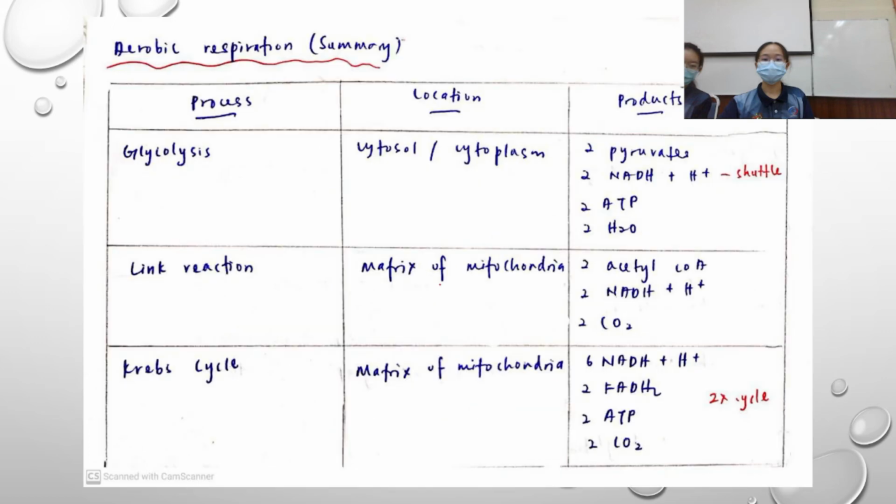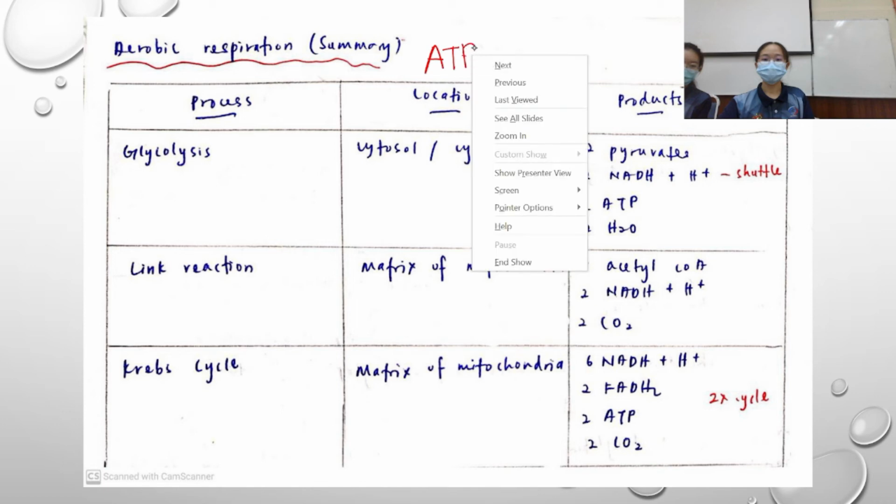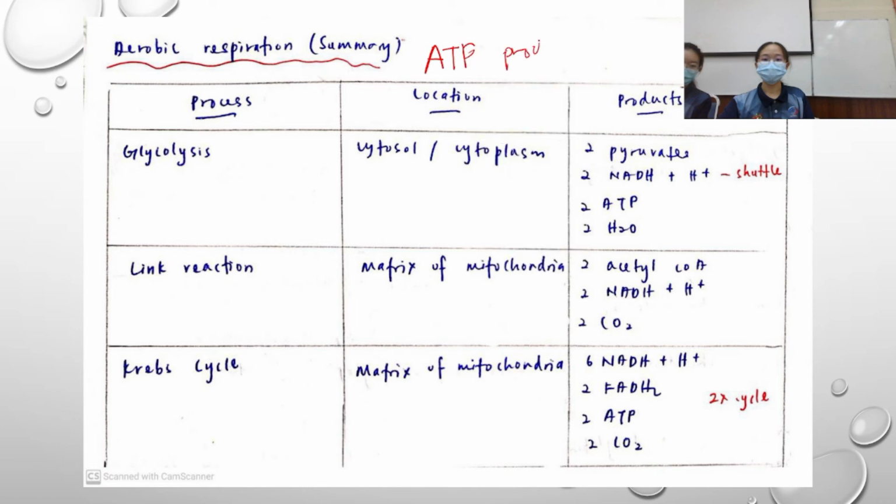So let us proceed to the summary of the aerobic respiration. Now we would like to talk about the ATP production in aerobic respiration. First we look into the process of glycolysis. In glycolysis, 2 ATP is produced by substrate level phosphorylation. In the link reaction, there is no ATP produced, while in the Krebs cycle, there are 2 ATP produced also through substrate level phosphorylation.